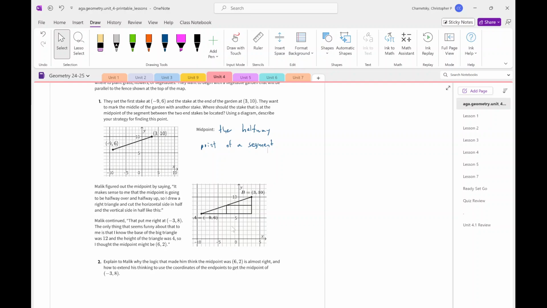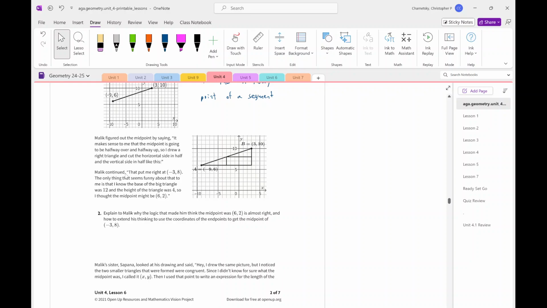And now he's got to figure out what that coordinate is. I mean, he could look and see where the coordinate is, but what he decides is that when he went halfway, he says that put me at right -3, 8. And the only thing that seems funny about that is that I know the base of the big triangle was 12 and the height of the triangle was 4. So I thought the midpoint would be 6, 2. So what's the problem with this logic?